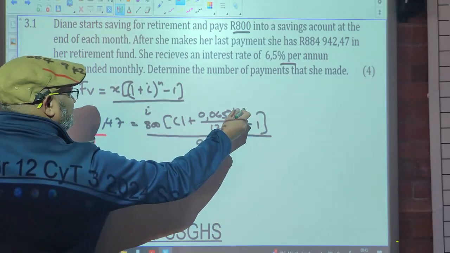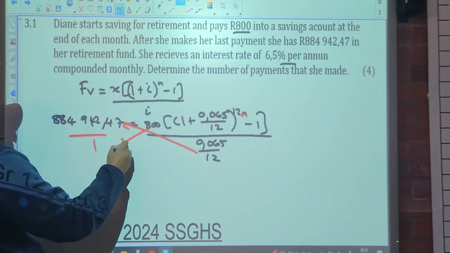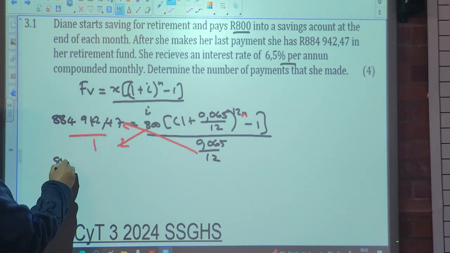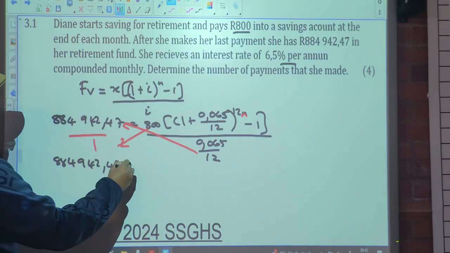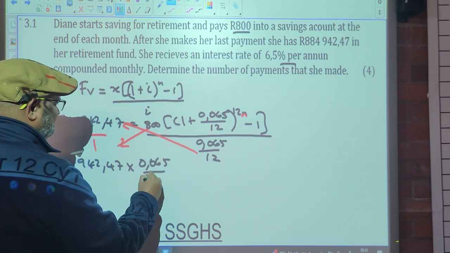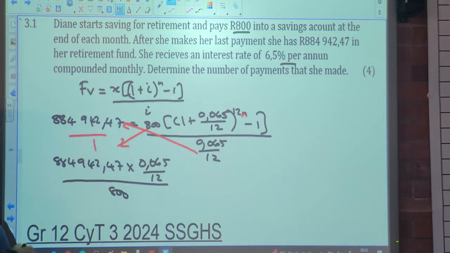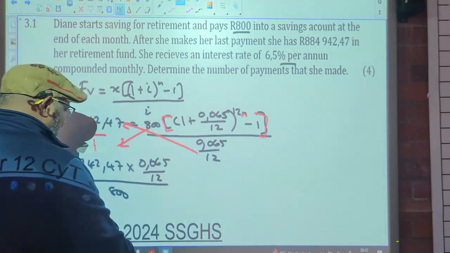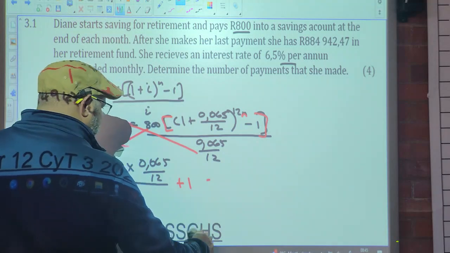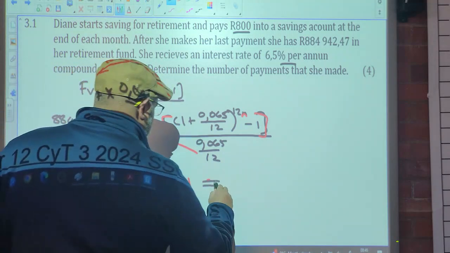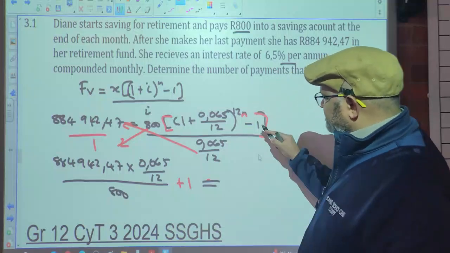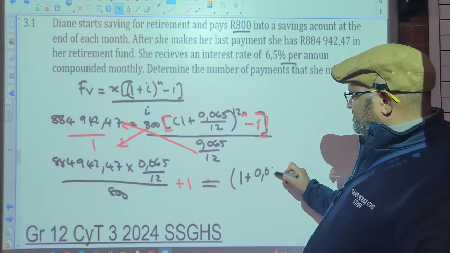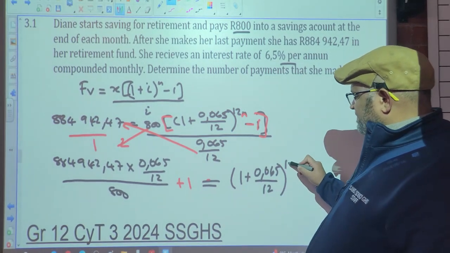So in pursuit of calculating n, I'm going to take the 800 down. So it's 884,942.47 multiplied by 0.065 over 12. This is all divided by 800. Then I'm left with this bracket here, which I drop now at this point. I then take the negative 1 over, becomes positive 1, equals, there's another negative 1 I'm taking over, 1 plus 0.065 over 12 to the 12n.